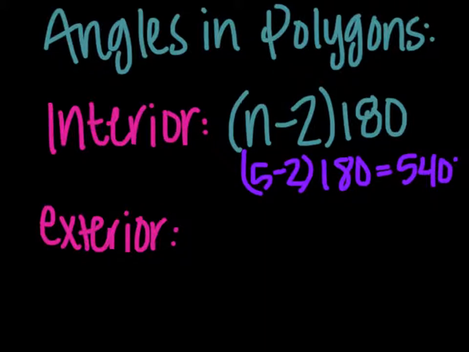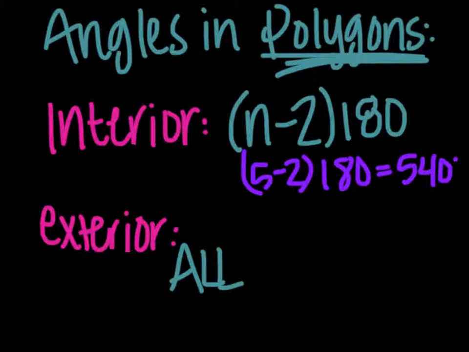Another concept that we need to know is exterior angles in a polygon. And all exterior angles, no matter what polygon it is, are equal to 360 degrees.